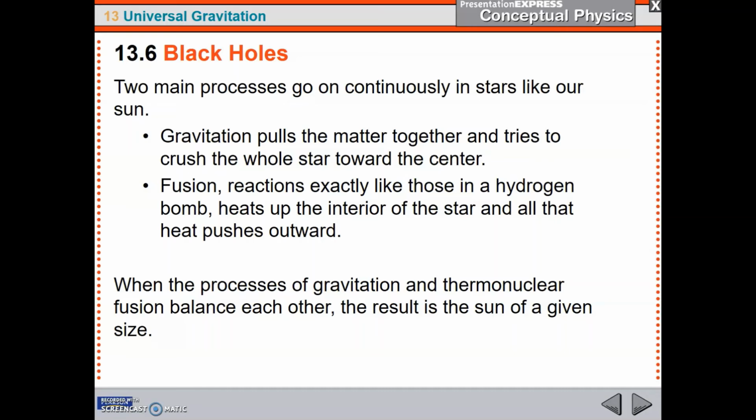All stars work like this. There are two main processes that go on continuously in stars like our sun. First, gravitation pulls the matter together and tries to crush the whole star towards the center. But fusion, exactly like those in a hydrogen bomb, heats up the interior of the star and all that heat pushes outward. When the processes of gravitation and thermonuclear fusion balance each other, the result is a sun of a given size. And there's the picture.